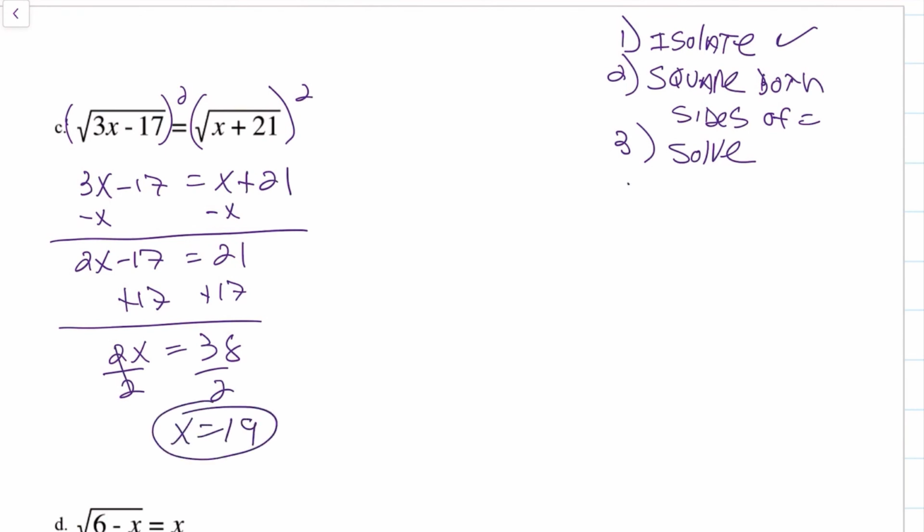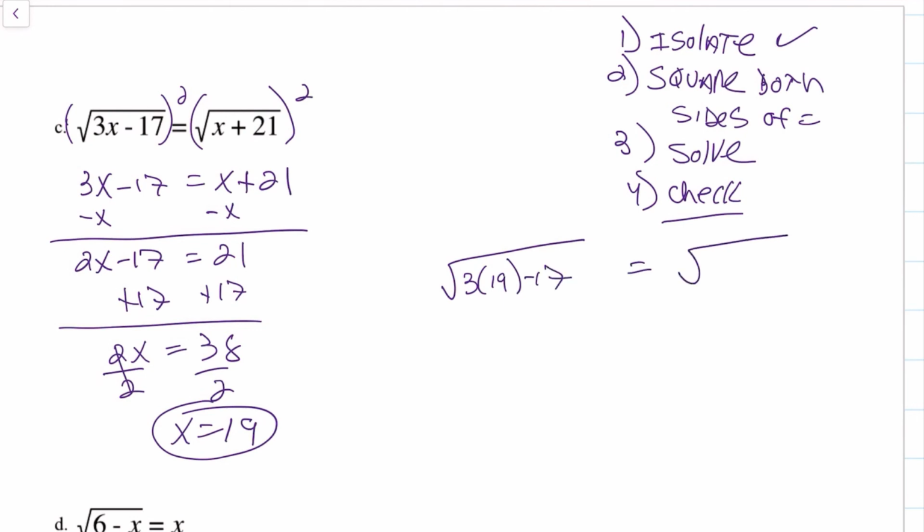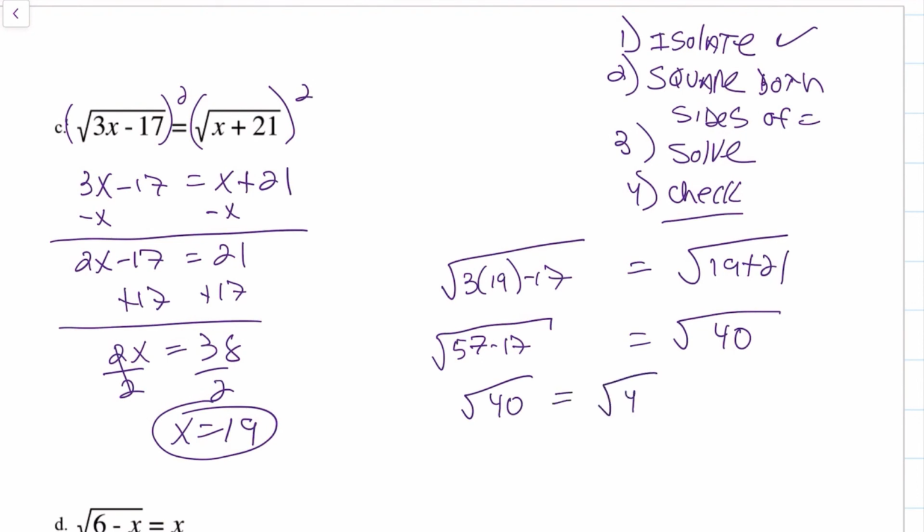Okay? Now we're just going to go through and check it, just to be sure here. So what I have is the square root of 3 times 19 minus 17 equals the square root of 19 plus 21. Now if we simplify this, 3 times 19 is going to be 57 minus 17, and 19 plus 21 is 40. Well, 57 minus 17 is 40. So basically I have the square root of 40 equals the square root of 40. That checks, so that means my answer checks and we're good.